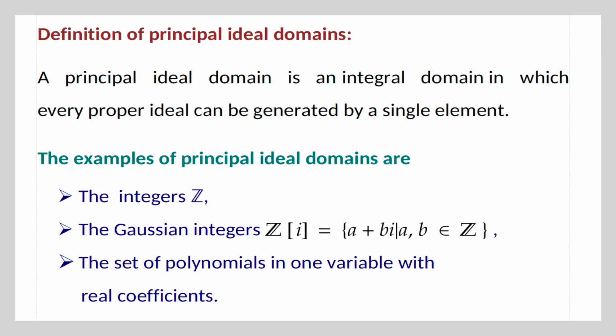Next is the definition of a principal ideal domain. A principal ideal domain is an integral domain in which every proper ideal can be generated by a single element. The examples of principal ideal domains are the integers Z, the Gaussian integers Z[i] = {a + bi such that a, b belong to Z}, and the set of polynomials in one variable with real coefficients.